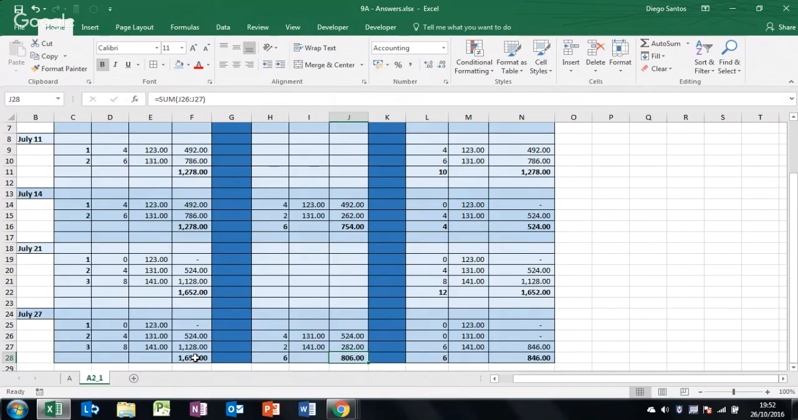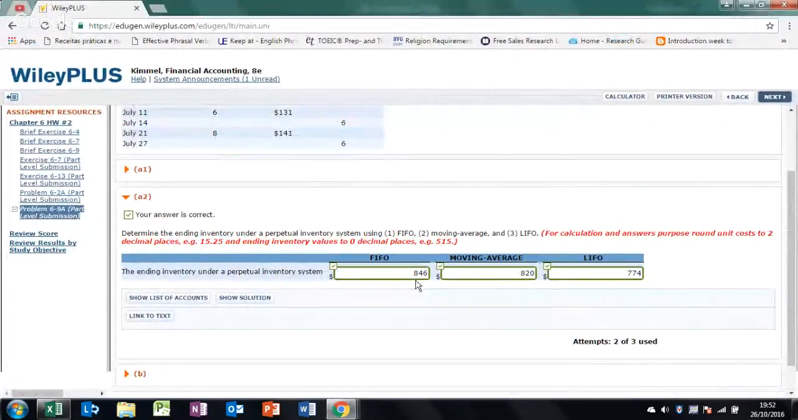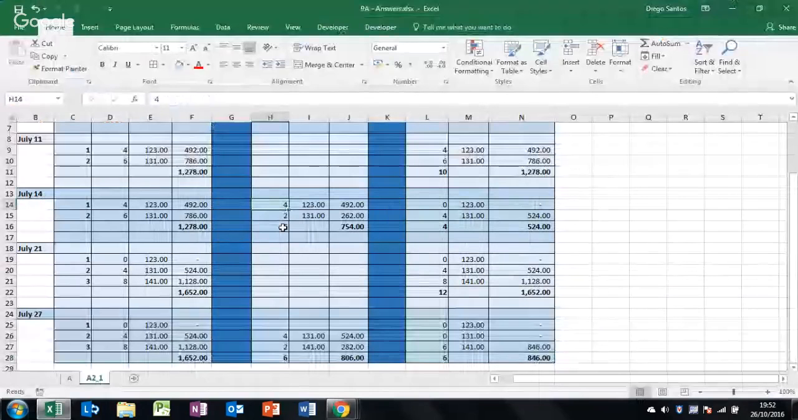806,000. Again, if we take our purchase inventory of 1,652 minus the cost of goods sold, we will get the end inventory of 846. That is the right answer for the FIFO ending inventory. To compute the LIFO, we need to just remember that LIFO means last in, first out.